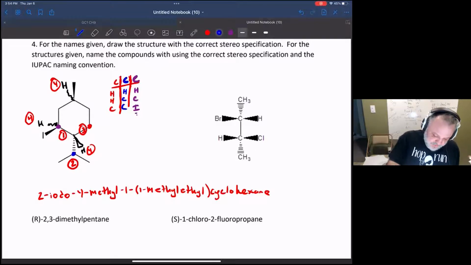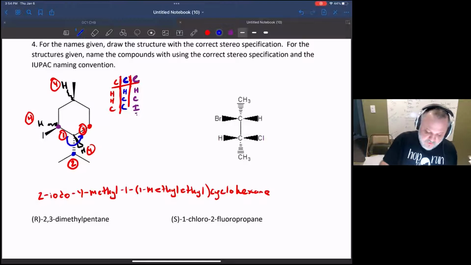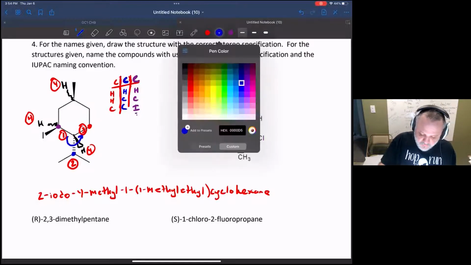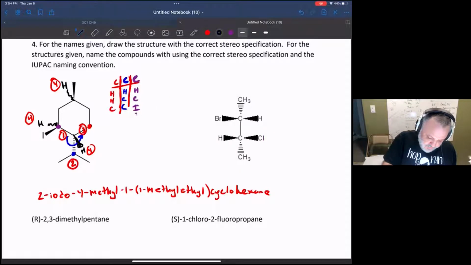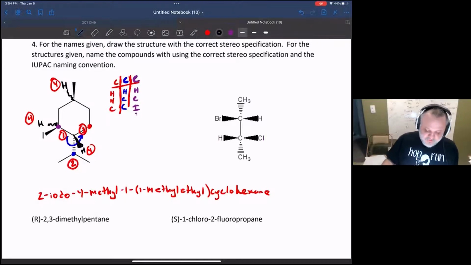And so let's go ahead and go 1, 2, 3. That is a counterclockwise direction, but take a look. Our lowest priority group is not pointing away from us. It's pointing towards us. So we actually need to switch our configuration. So instead of saying counterclockwise is S, we will say counterclockwise is S, but it's in the wrong direction.